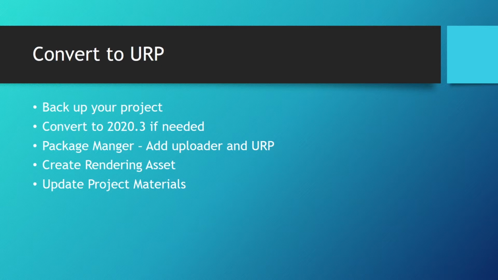Open it up in 2020.3, and it'll warn you about opening it up in a different version. Go ahead. And then you'll use the package manager to add the new uploader and the Universal Render Pipeline. Then we'll have to do a couple of things, create a little asset, and then we'll have to deal with the materials. So let's take a look at that process.